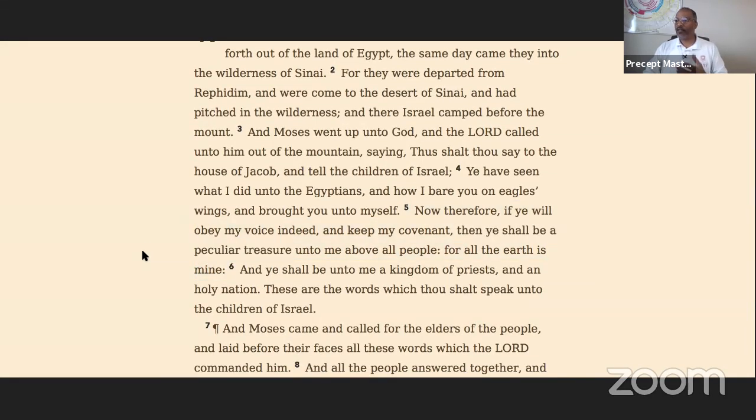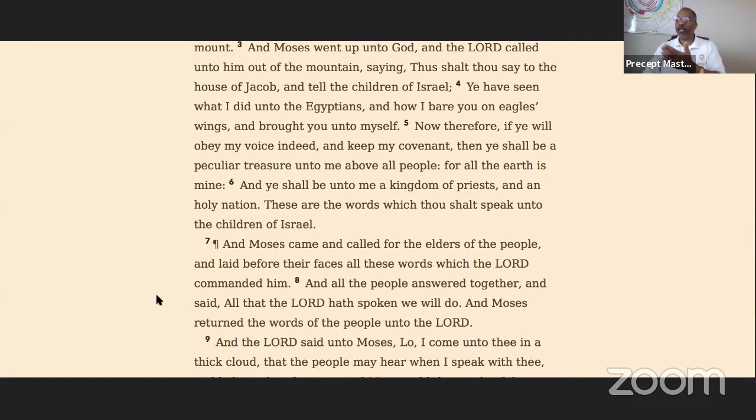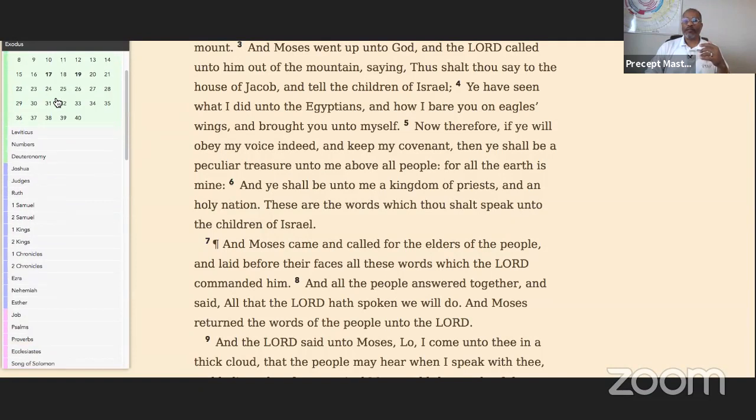He's taking on the same thing when we see this. He says, therefore, if you obey my voice indeed and keep my covenant. That's what David is talking about. And then it goes on: and all the people answered together and said, and they had to use their lips, all that the Lord has spoken, we will do. That's how we know he did that. So these are things that we have to see and remember about what's going on.